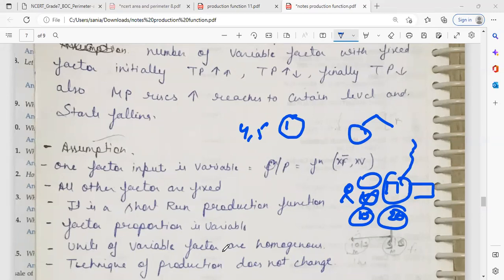Earlier you were using your hands to cook the food. Now you decided that you will use a machine to cook the food. So you cannot change that. If you are using labor, you will keep on using labor. If you are using a machine from the start, you will keep on using a machine. Okay. Thank you.